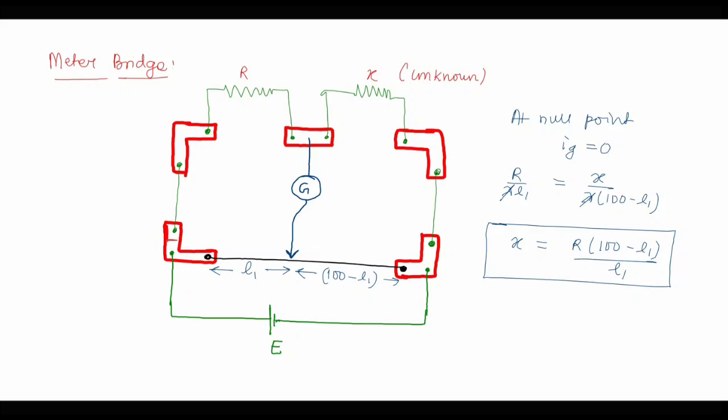The purpose of this experiment is to find the unknown resistance, and it is based on the working principle of the balanced Wheatstone bridge. Using the galvanometer setup, we try to find out the null point, and after finding the null point, we apply the formula for the balanced Wheatstone bridge condition, and the result is obtained for calculation of the unknown resistance, that is X in this case.